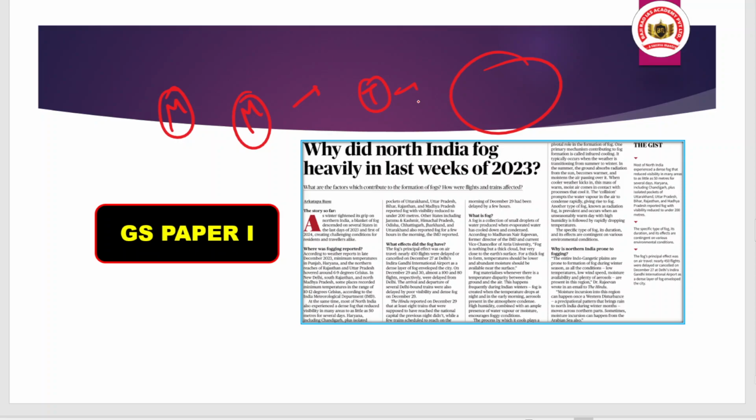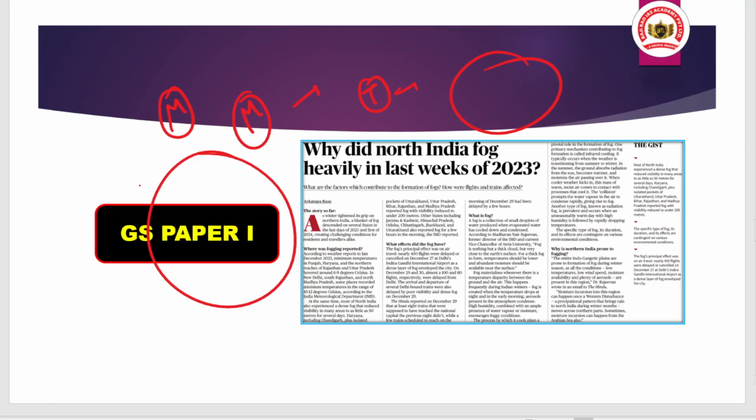There are various factors and today we are going to cover them in a detailed way. So you can link it with the GS paper 1 and that's a very interesting topic, and definitely try to experiment with it, try to observe it. Go outside and observe the fog and try to relate the concepts that we are discussing here.